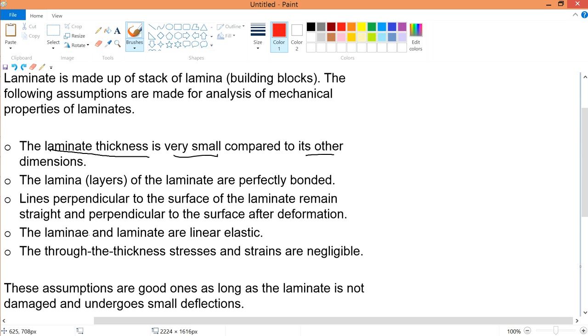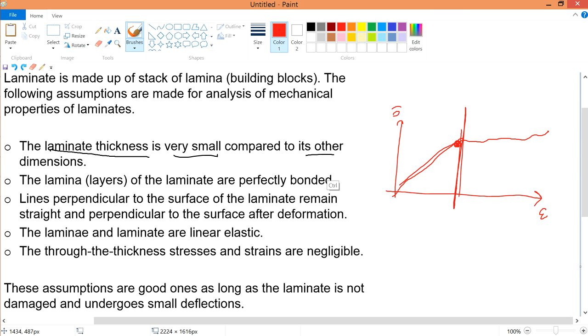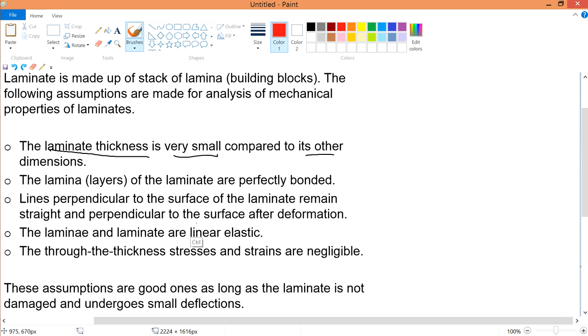But in any case, they are linear elastic, meaning that they follow Hooke's law. This is the strain, this is the stress. If you were to pull it up to the yield strength, it will break, or it will not deform further. It will only go up to here, and then it will break. This is the elastic region, Hooke's law. This is the assumption for the particular composite.